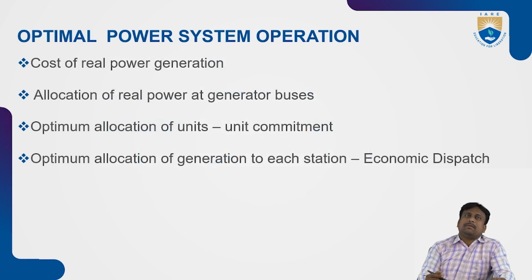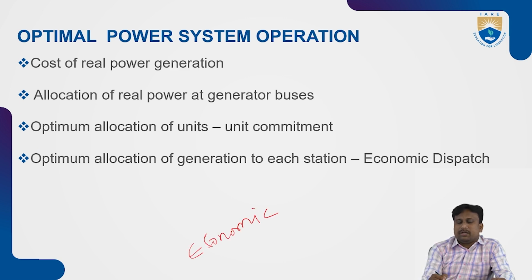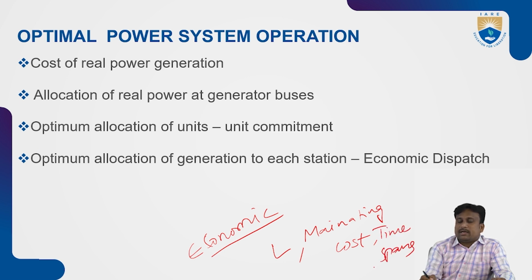Now coming to one of the procedures called optimal power system operation. Optimal power system operation is related to the economic operation of the power system. What is economic operation of the power system? It means meeting the load demand while maintaining the cost and time spans. All these factors decide the optimal power system operation.